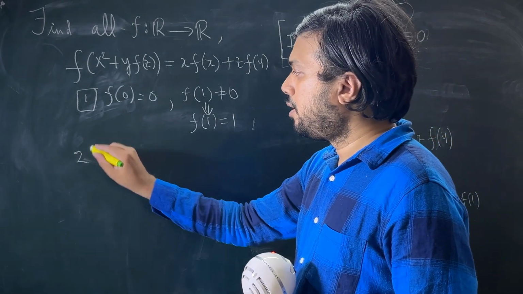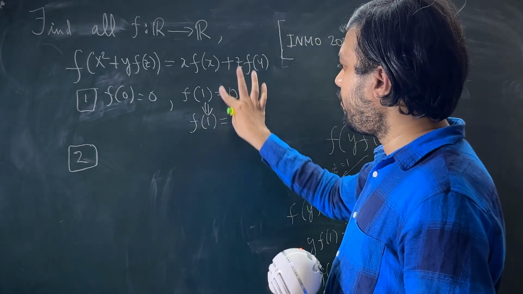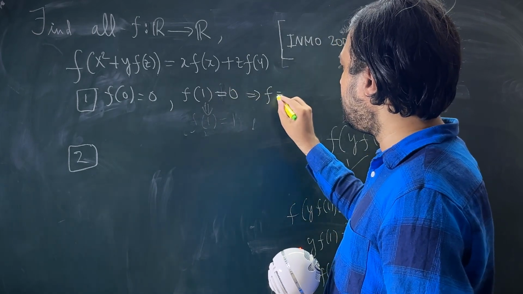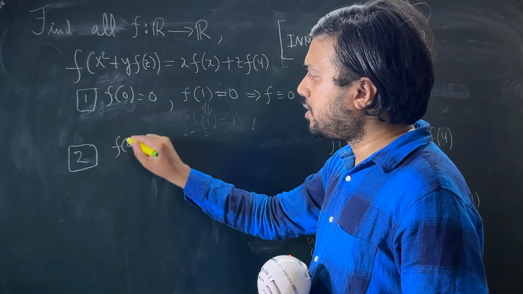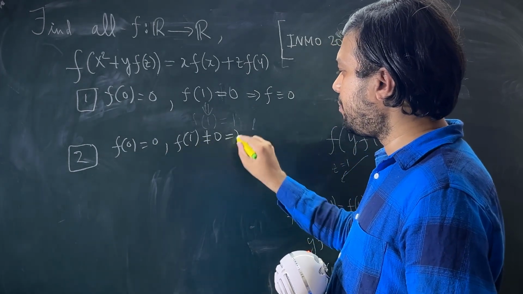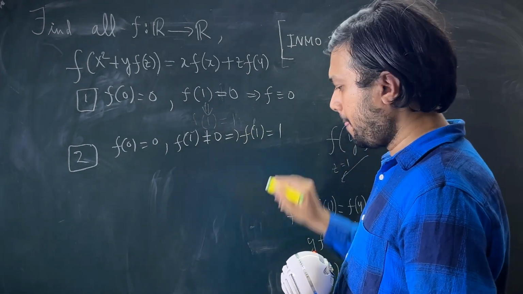So you have two possibilities. f of 1 is equal to 0, in which case f is identically 0. Or you have f of 0 is equal to 0, f of 1 is not 0, in which case this implies f of 1 is 1.